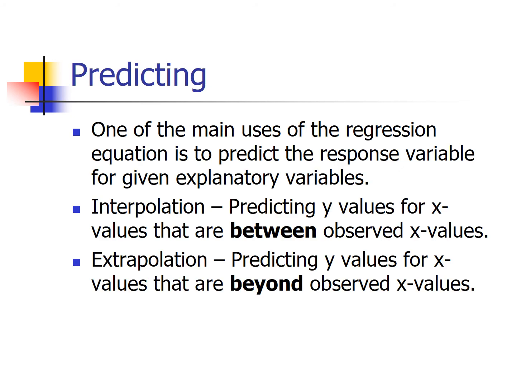So one use of the least squares regression line is figuring out the slope, figuring out the intercept, and being able to interpret these in the context of our problem gives us a better idea of how to quantify the relationship between these. However, there's more. We can also use the least squares regression line to make predictions. And there's two types of predictions. One is interpolation. So this is predicting y values for x values that are between your observed x values. Extrapolation is predicting y values for x values that are beyond your observed x values.